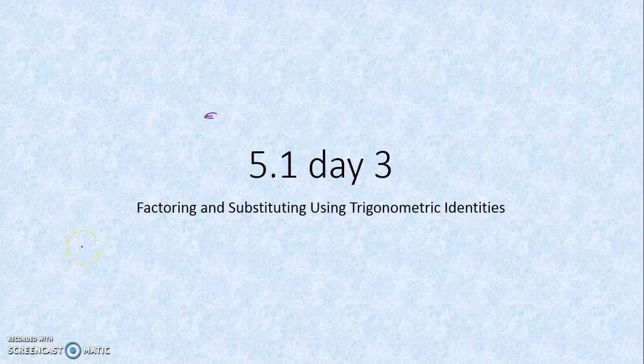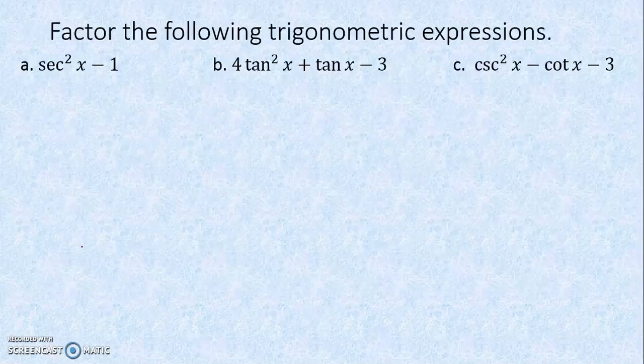5.1 is continuing with more verifying and factoring and other tools to use in that process. So for this first part, you're going to factor these. I do realize that secant squared x minus 1 could become tangent squared x using that Pythagorean identity, but that's not what it asks for. I'm asking you to factor.